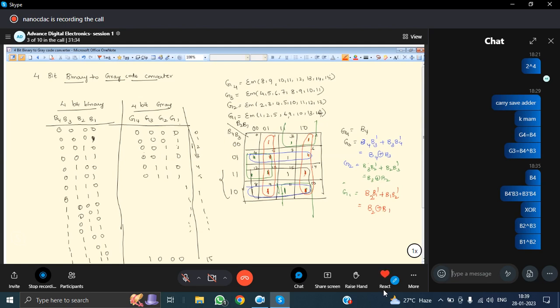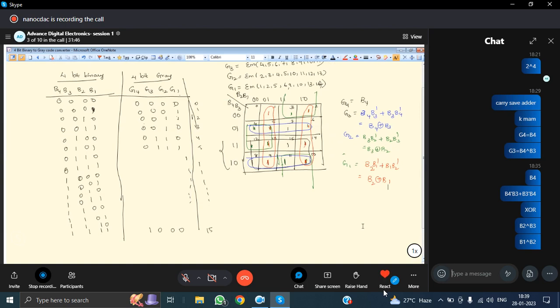So you got the equations for gray codes. Okay, you got the equations for gray codes. So now draw the circuit, how will it come? So how will you draw the circuit?